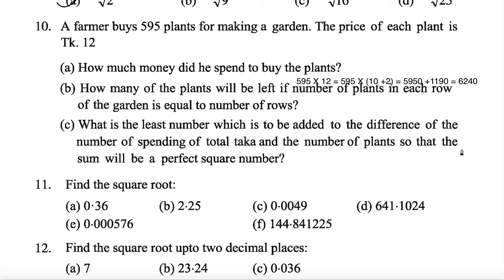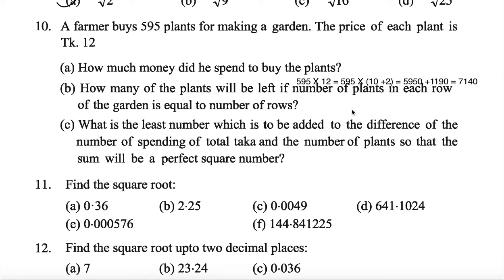595, 12. Oh, that is not 6000. 7140. 5950 plus 1190, 7140.